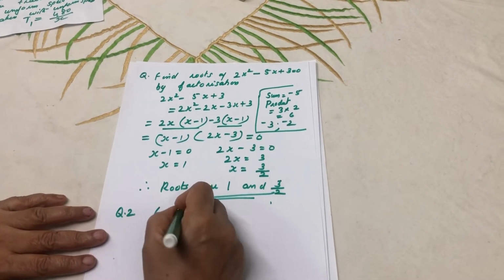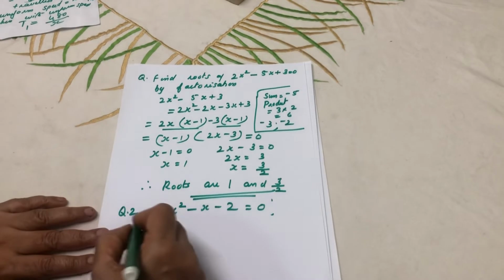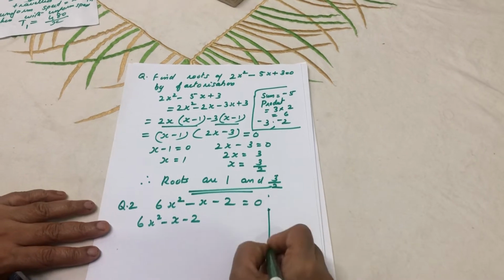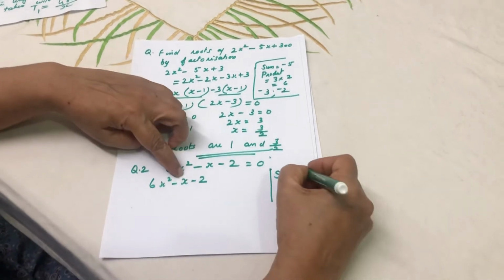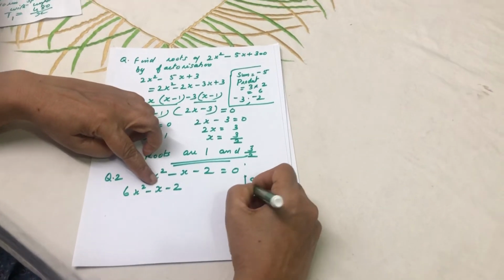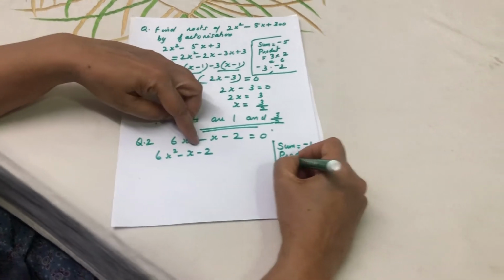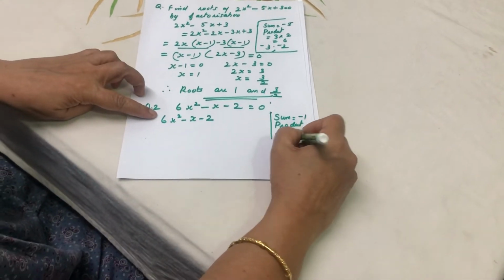6x squared minus x minus 2 is 0. You know what the sum is? The sum is the coefficient of x, which is minus 1. The product is the product of the constant term and the coefficient of x squared, which is minus 12.